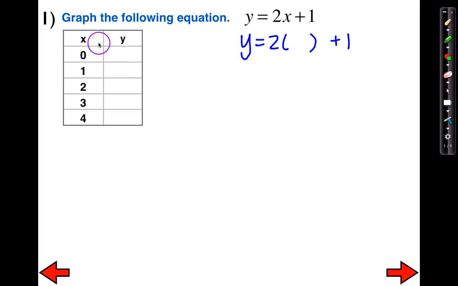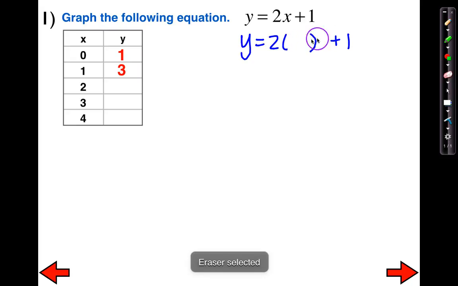So here, if x equals 0, I'm going to go ahead and put a 0 in for x. What is y? Well, y equals 2 times 0, which is 0 plus 1, so y would equal 1. Now, I'm going to go ahead and repeat this process. Well, what if x equals 1? I'm going to go ahead and put a 1 here for x. y equals 2 times 1, which is 2, plus 1, which is 3, so y equals 3.